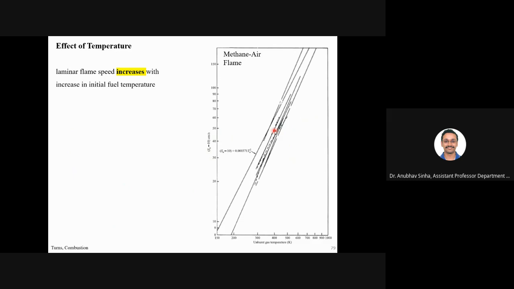Now, how does temperature affect your flame speed? As you can see in this plot, it is basically a collage of different experiments. One research group has done an experiment and then plotted a curve fit. Curve fitting of the data shows you that flame speed increases with the unburned gas temperature. Right? So can anyone explain why that is so?